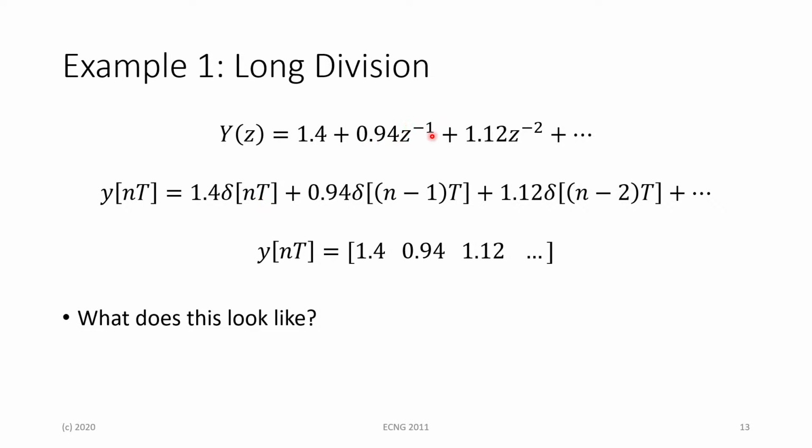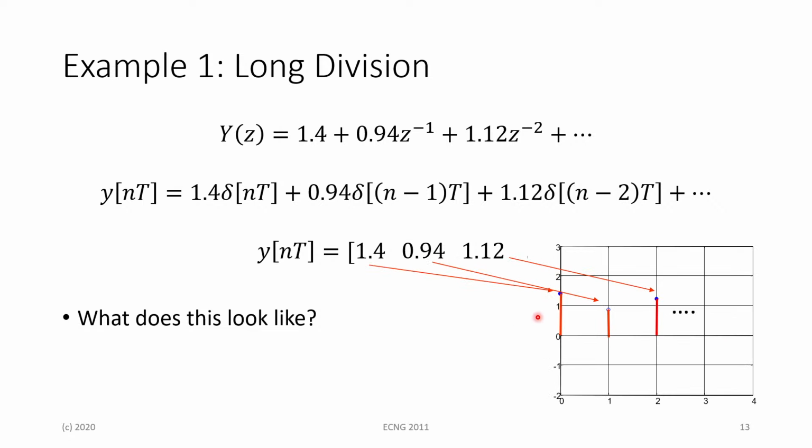0.94, because it's z to the minus 1 representing a delay of 1, is going to be delta of n minus 1t, and we just have the 0.94 being our constant. Similarly, because it's z to the minus 2, this delay in the discretized time domain is going to be delta of n minus 2t, and the constant transfers across. And like I said, because this is an infinite sequence, it's basically just going to be a vector of values if you have to plot this for each of the instances of t.